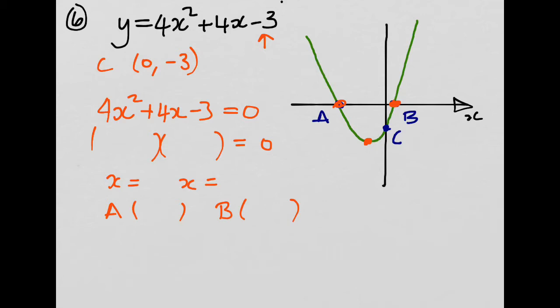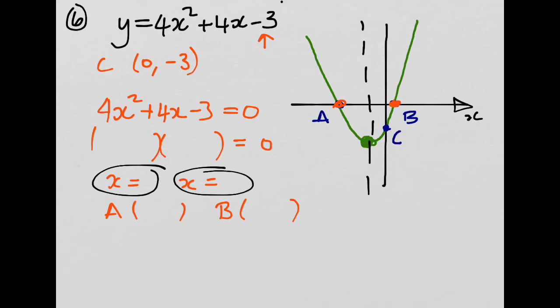Second part of the question says, find the coordinates of the minimum turning point. So this point here that I've just drawn in the diagram there. Now to do that, first thing we're going to need is the line of symmetry. How do we find the line of symmetry? You go back to these two x numbers that you had, and you add them together and then divide by 2. And that gives you x equals for the line of symmetry.